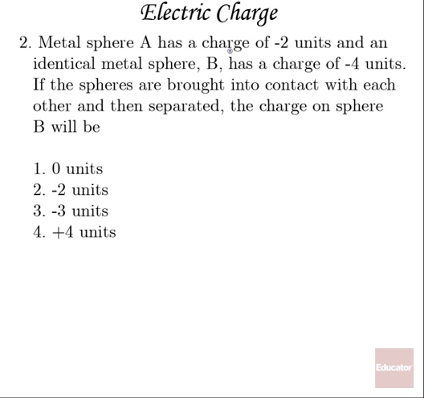Number 2, metal sphere A has a charge of minus 2 units, and an identical metal sphere B has a charge of minus 4 units. If they're brought into contact with each other and then separated, the charge on each sphere will be, well, when they're brought into contact with each other, the charges are free to move, so if they're identical, they're going to spread out as much as they can, which means you'll have minus 3 units on each sphere. Pull them apart and they can no longer move, so you're still left with negative 3 units on each one. Answer 3.